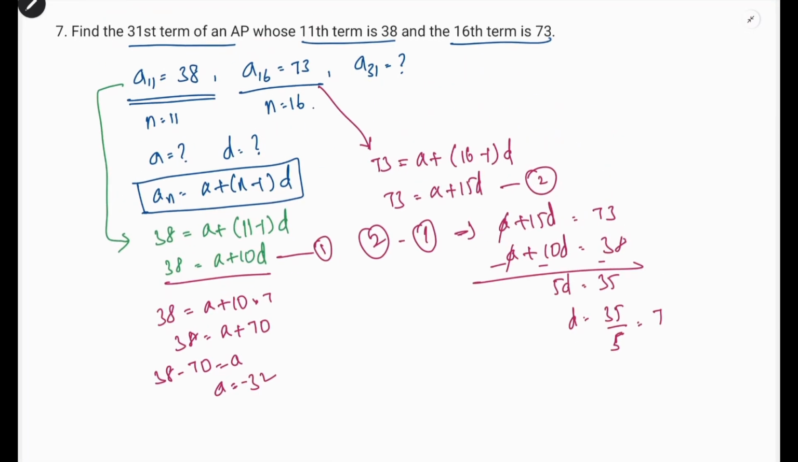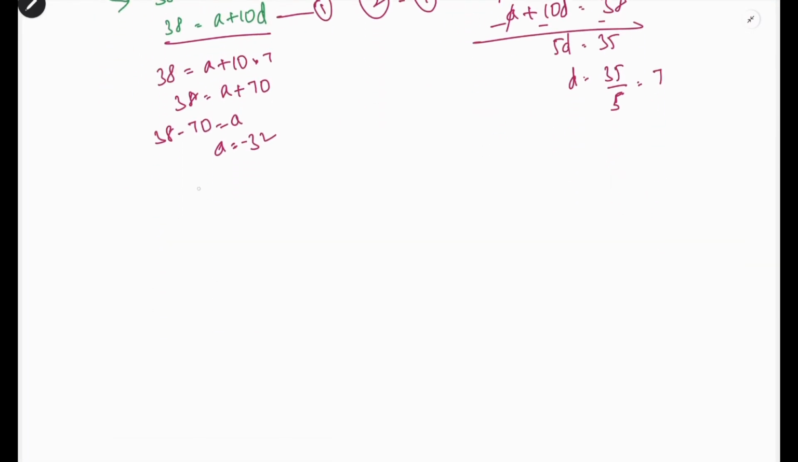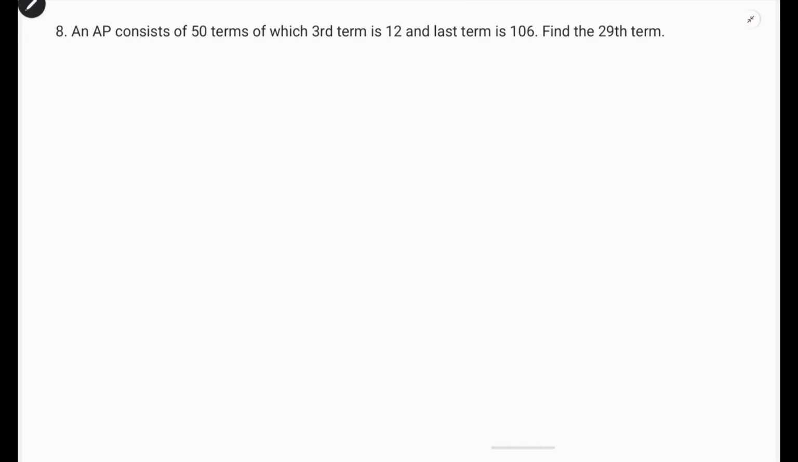Okay. Now we have to find the 31st term. A31 is equal to a plus n minus 1, 31 minus 1, into 7. It is minus 32 plus 30 into 7. Minus 32 plus 210. It is 178. The 31st term is 178. Next one.